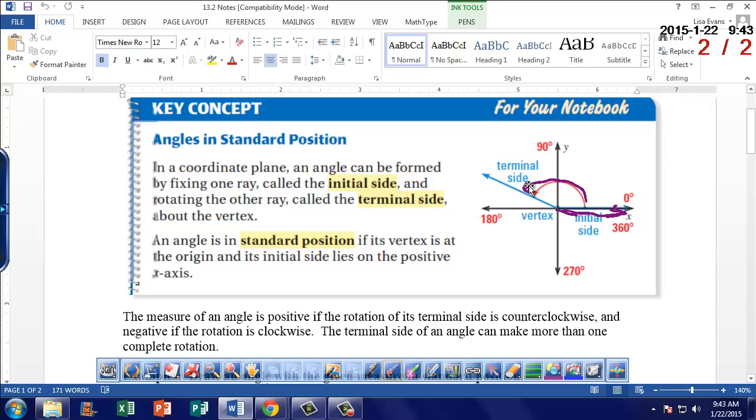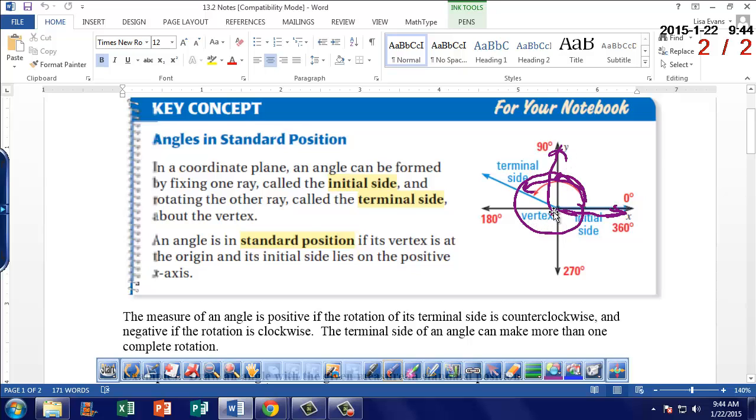An angle is in standard position if its vertex is at the origin and its initial side lies on the positive x-axis. And if you go all the way around, it forms a circle. A circle is 360 degrees. The coordinate plane is broken up into 4 sections, so each section is 90 degrees. So if it was a 90-degree angle, we would draw the terminal side on the y-axis.